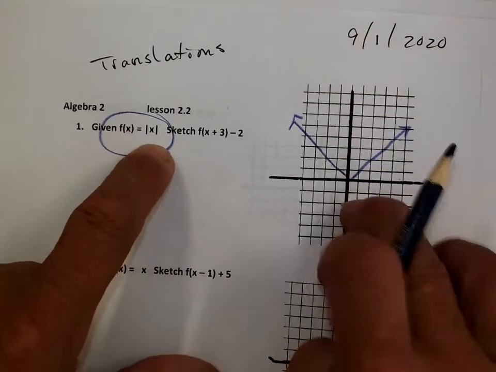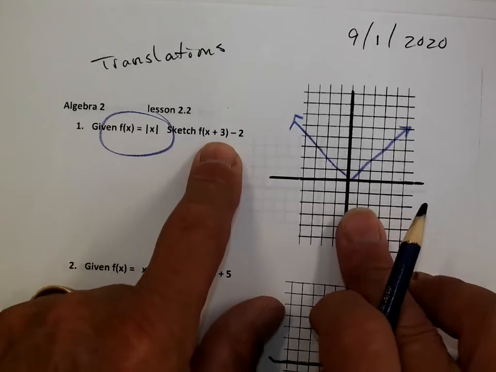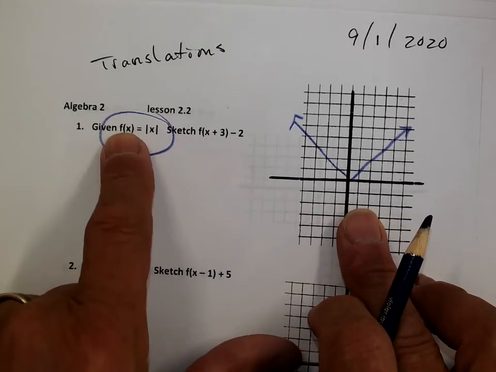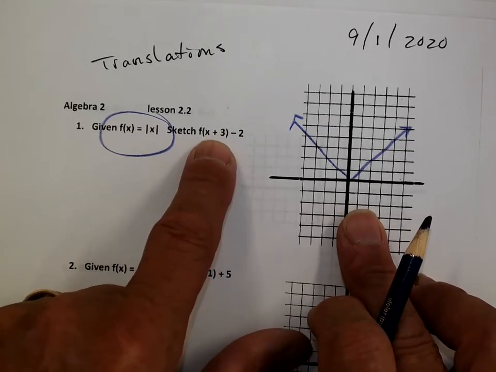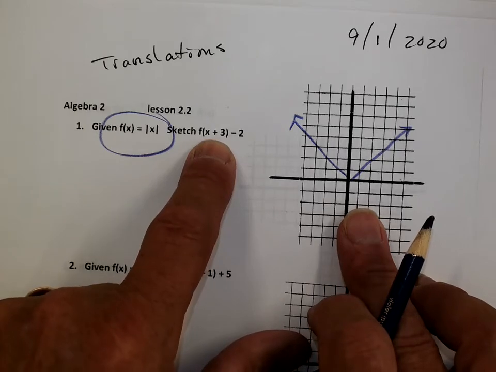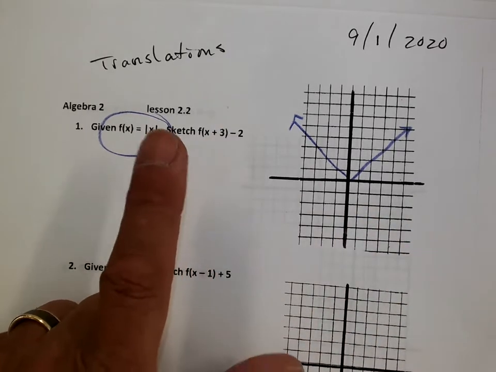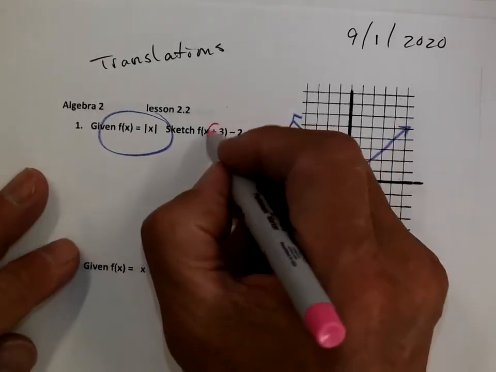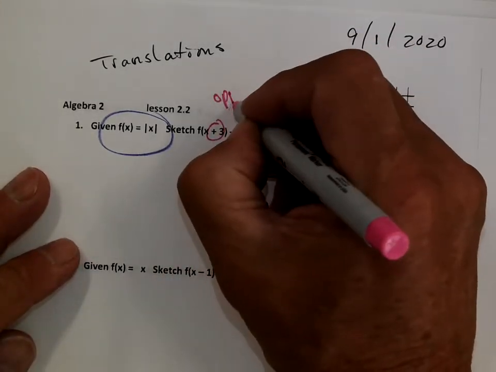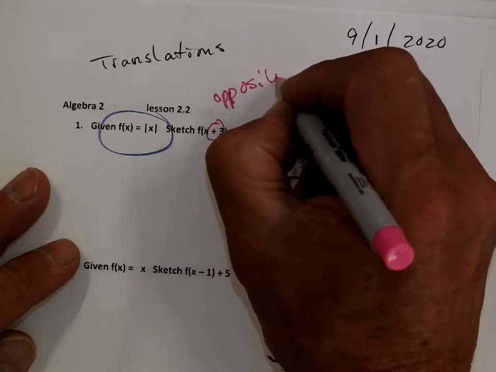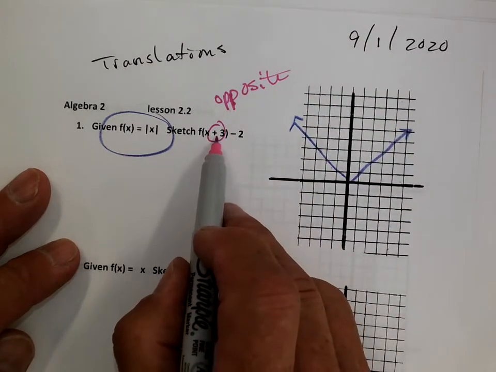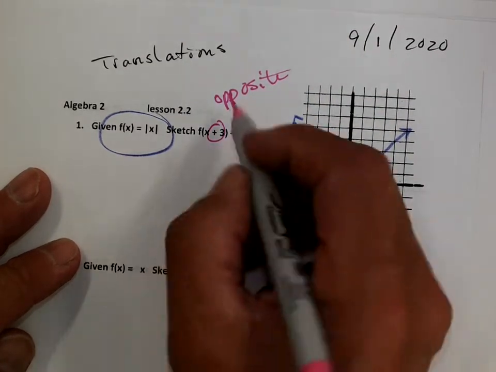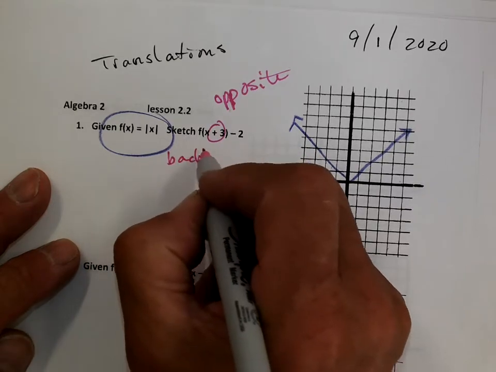That's my parent function. This says take our graph, f of x, and move it to the left 3 and down 2. Okay, one more time. Inside means opposite. So on the inside, so instead of going plus 3, you really go to the left or back 3. Okay, we go back 3.